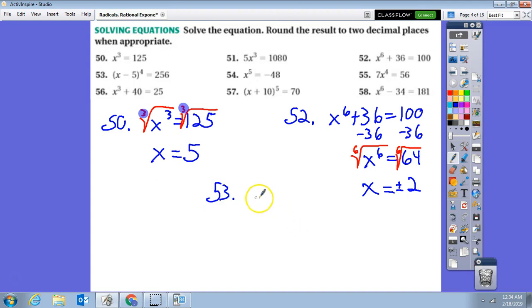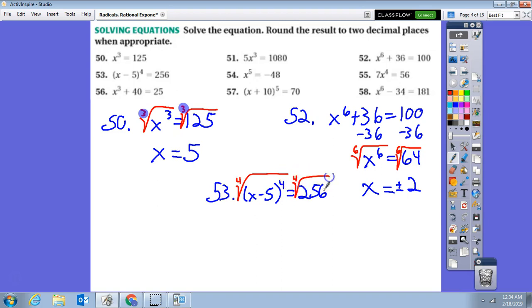Let's take a look at number 53, and then we'll be done with this page. So x minus 5 to the fourth power equals 256. So if you have this parentheses to the fourth power, you can still take the fourth root. Now, up until this point, we would have had to do x minus 5, x minus 5, x minus 5, x minus 5, and multiply all that out with the FOIL method and the distributive property, then subtract the 256 over and get it equal to 0, and then, man, there'd be some factoring involved in that. That was from the Polynomials chapter.